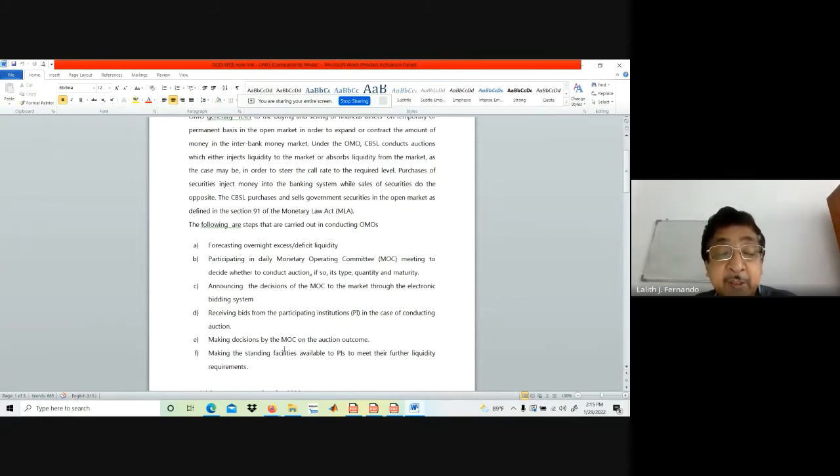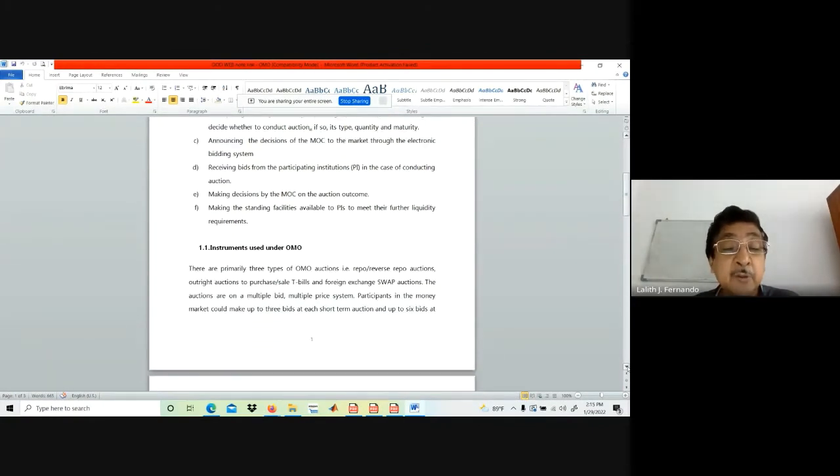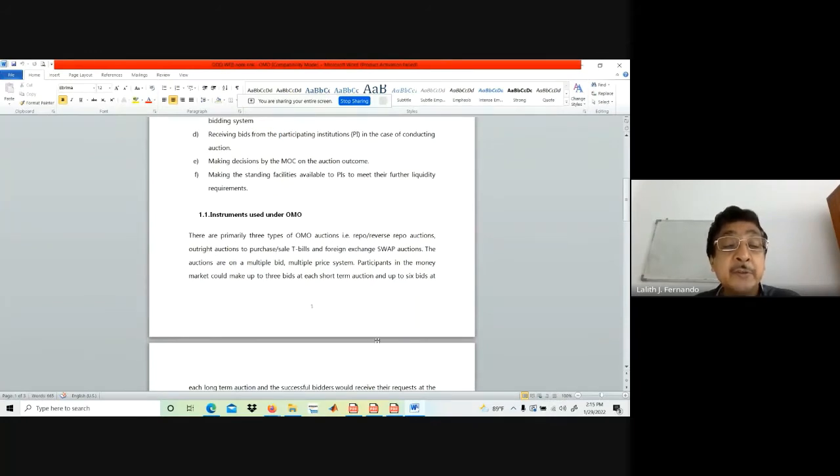Then making decisions by the MOC on the auction outcome, and making the standing facilities available to PIs to meet their further liquidity requirements. Now, these are the things which the central bank carries out towards the open market operations. Then we can further go into the next one. Those are the instruments used under OMO.